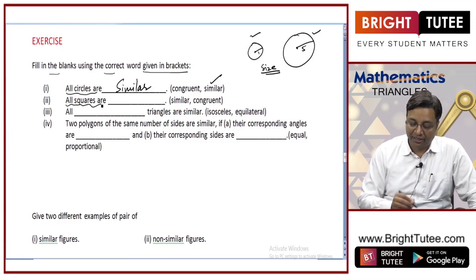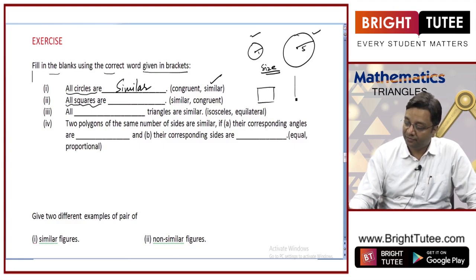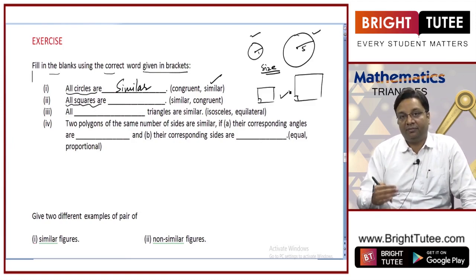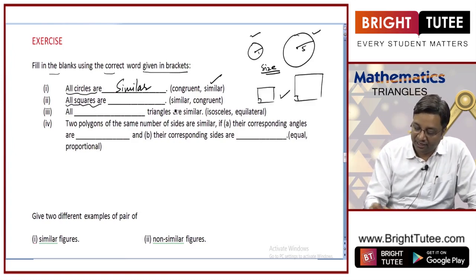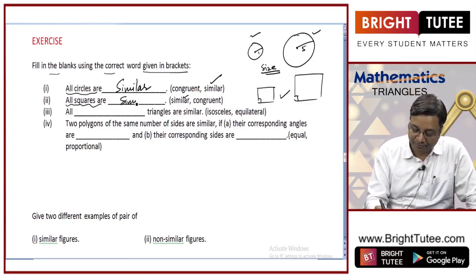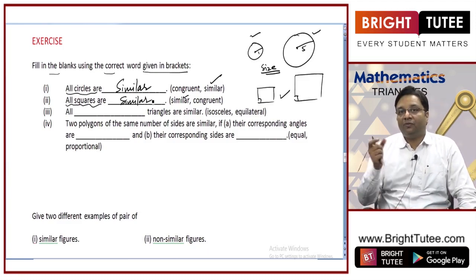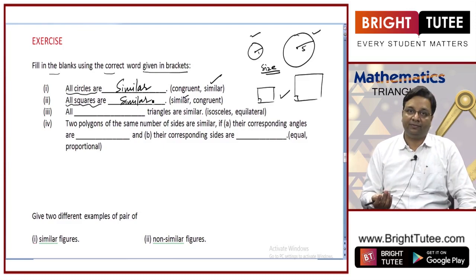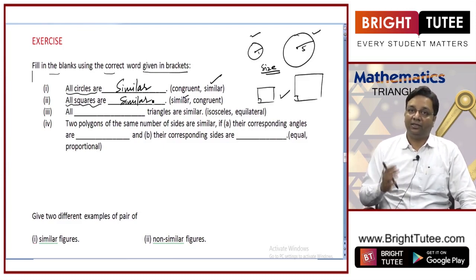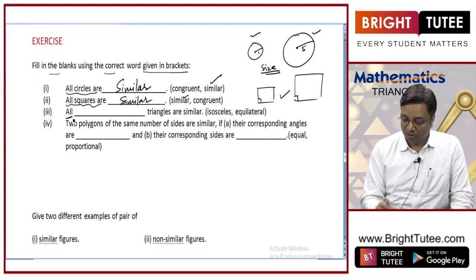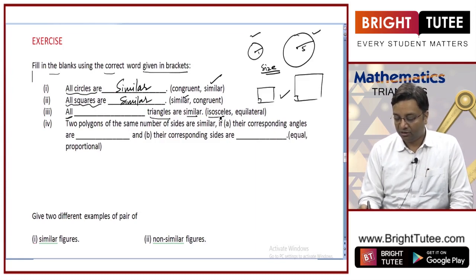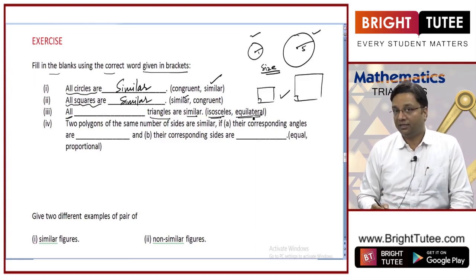If I look at the second part here, all squares are, now squares can also be of different sizes, whereas the shape is same, right? The shape is a square shape, but the size is different. So, they may or may not be congruent, but they are necessarily similar. When will they be congruent? When the side length is also equal, okay, then the squares will be congruent, but all the squares are not congruent, right? All triangles are similar, all isosceles triangles are similar, or all equilateral triangles are similar.